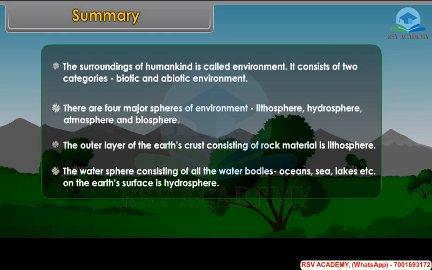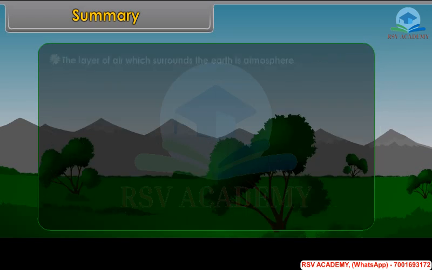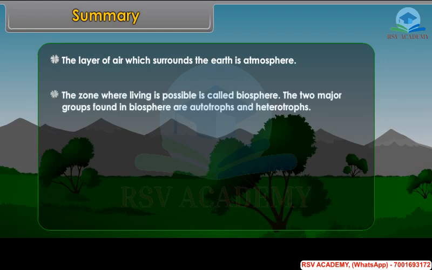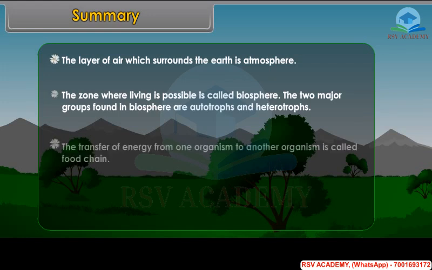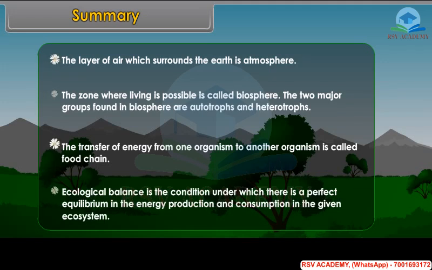The layer of air which surrounds the Earth is atmosphere. The zone where living is possible is called biosphere. The two major groups found in biosphere are autotrophs and heterotrophs. The transfer of energy from one organism to another organism is called food chain. Ecological balance is the condition under which there is a perfect equilibrium in the energy production and consumption in the given ecosystem.